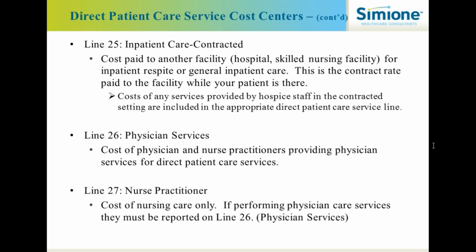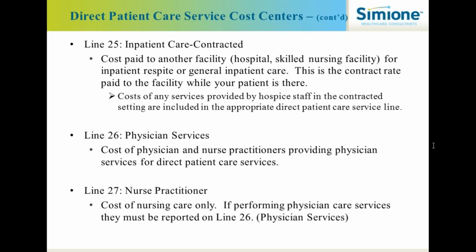Next slide, please. So as we move forward, let's talk about the direct patient care service cost centers. And here are some of the descriptions and what some of the costs need to go on the appropriate lines. It may help you decide as you're moving forward and preparing your cost reports as to what needs to go on what lines. So line 25 is your inpatient care contracted. Basically this is your cost paid to another facility, whether it's a hospital or SNF, for your inpatient respite or GIP inpatient care. This is the contract rate that you pay to the facility while your patient is there. And remember, this is basically only for the cost of the bed. And costs of any services provided by your hospice staff in the contracted setting would then be included in the appropriate direct patient care service line.